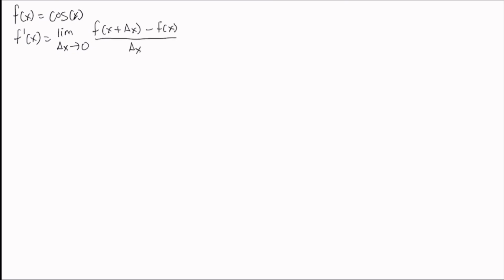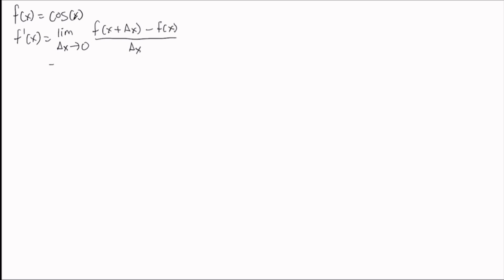So we can first let f of x equal the cosine of x, and according to our limit definition of the derivative, f prime of x equals the limit as the change in x, or delta x, approaches 0 of f of x plus delta x minus f of x over delta x. If you do not know how I got this, I made a video called Picturing the Limit Definition of the Derivative, and I will make sure to link that in the description below.